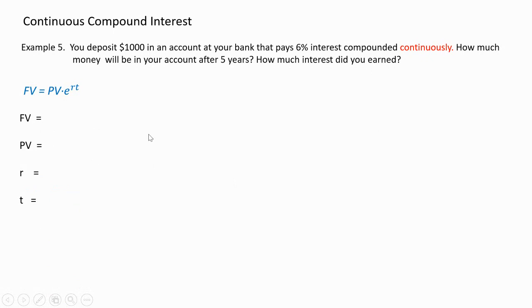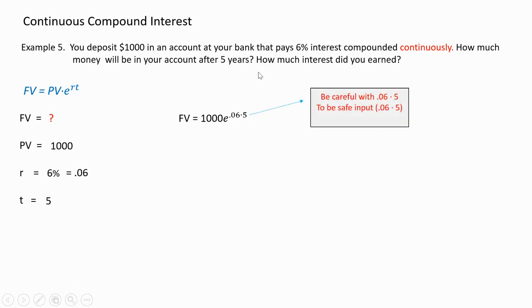So now let's extract the information. You deposit $1,000 into the account, so this will be your present value, because that's the money you deposit right now. The interest that you're being paid is 6%, so it's going to be 6% converted to a decimal, 0.06. And the time is 5 years. Since it's compounded continually, there's no value for the M. So all we do is plug into the formula. Very, very simple. There's my future value, my present value, e, and 0.06 times 5.